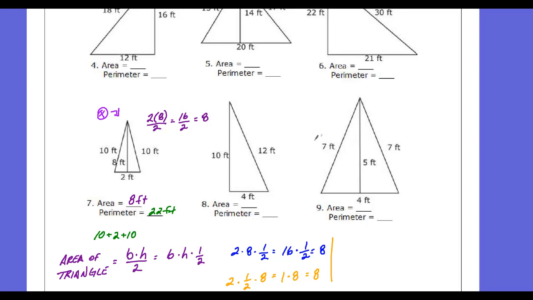All right. So for number 8, the base is 4. Sometimes it's helpful to label those. The height is 10. So we're going to have the base times the height, and we're going to divide that by 2. 4 times 10 is 40. We divide that by 2, and we end up with an area of 20 square feet.